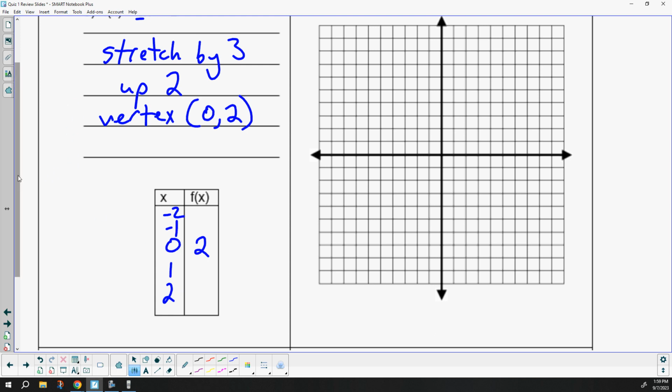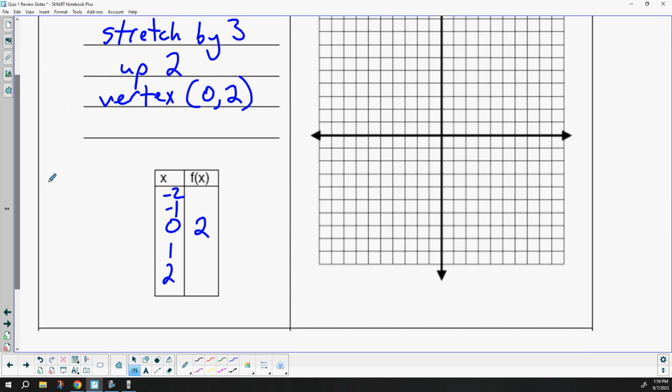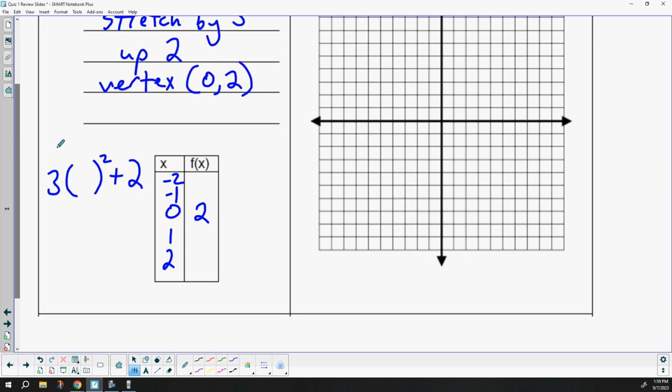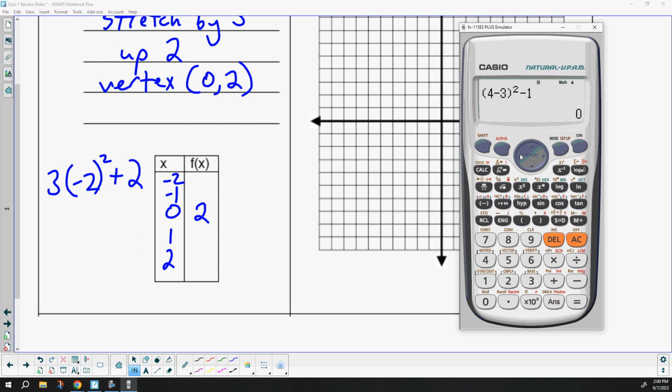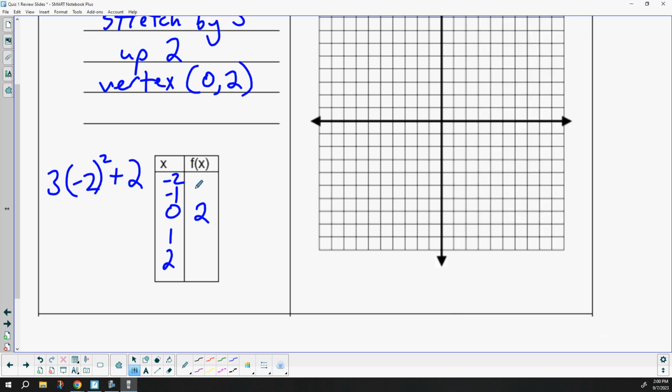So 3x squared plus 2. Let me just check to make sure. Yep. So I'd plug in a negative 2. And again, if you had your calculator, all you got to do is delete all of this. 3, plugging it in just like I see it. 14, holy smokes. Probably won't be able to plot that one. How about the negative 1?